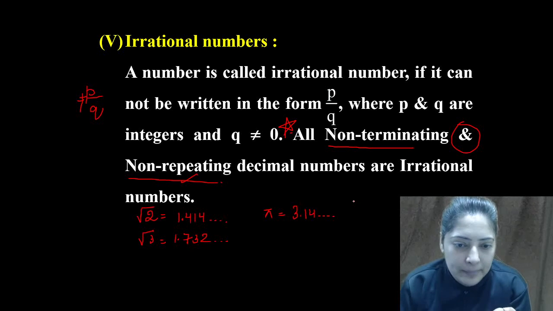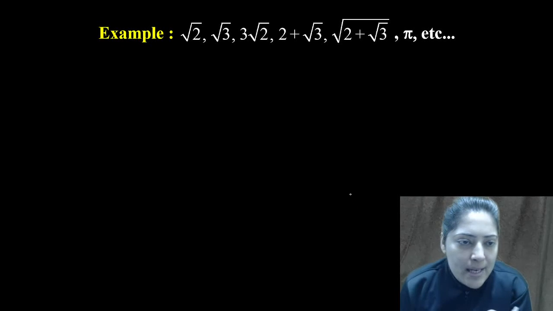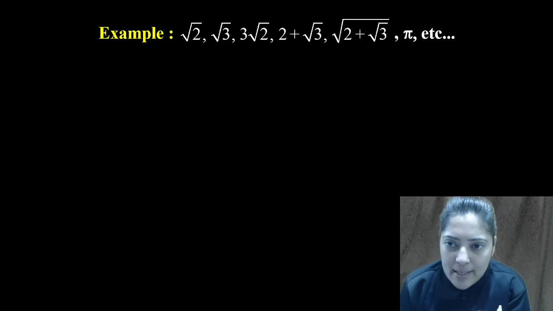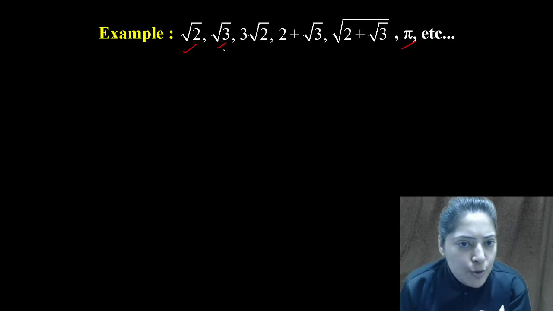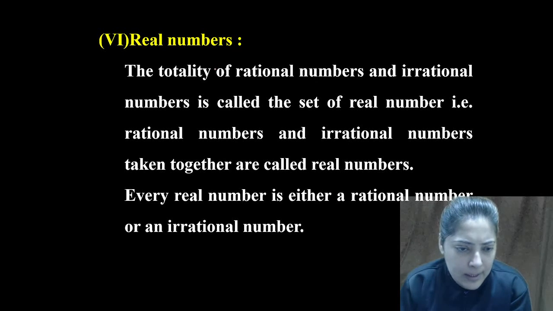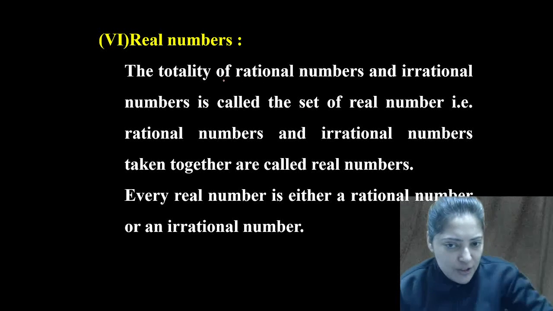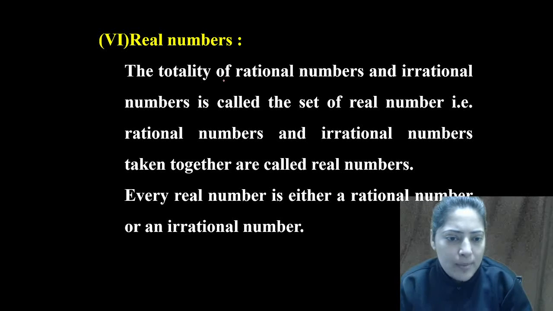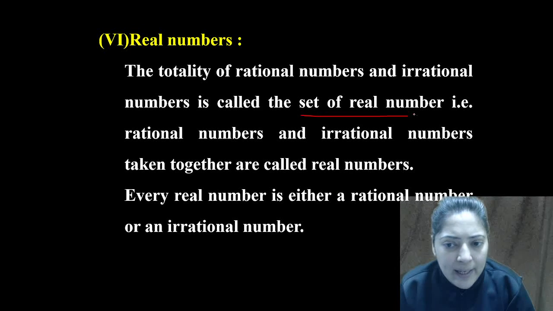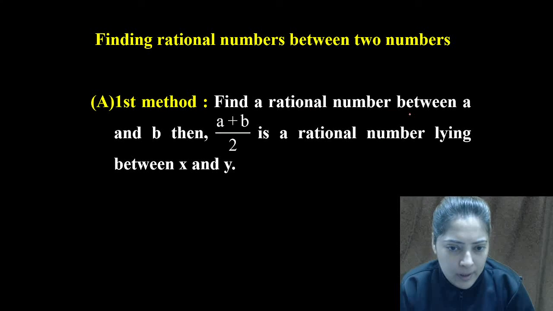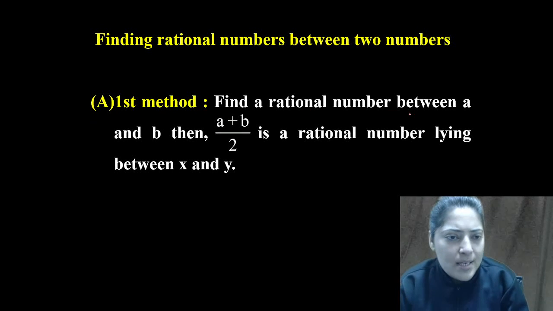सो दिस इज द वे. सो दीज आर द एग्जाम्पल्स. As I said, mentioned pi, √2, √3, √5, all these are irrational numbers. Now see the sum of the totality, rational numbers को भी combine करके, irrational numbers को भी combine करके, what we will get, set of real numbers. So this is just finding rational numbers between two numbers and everything.